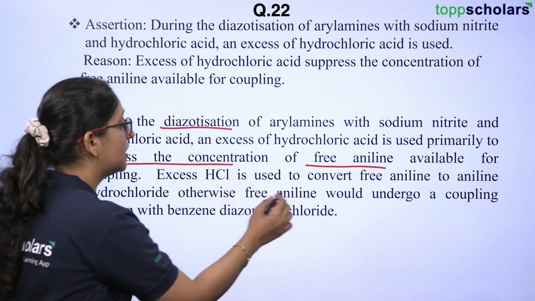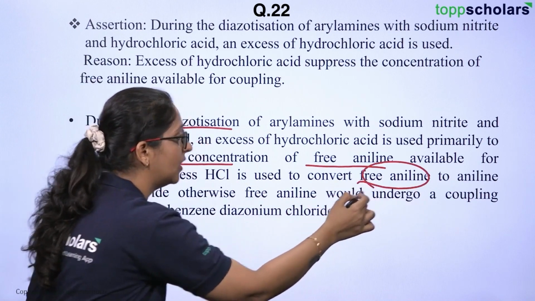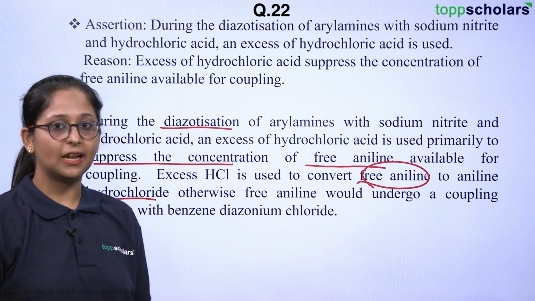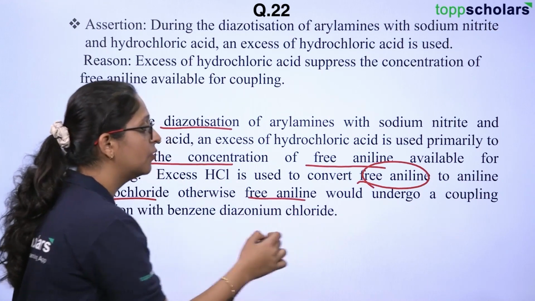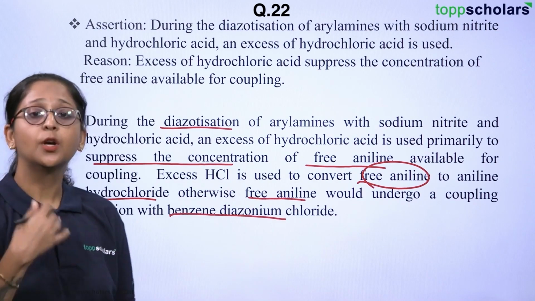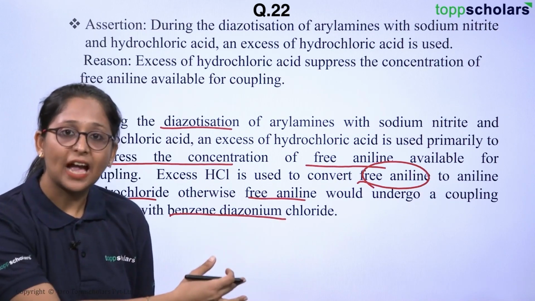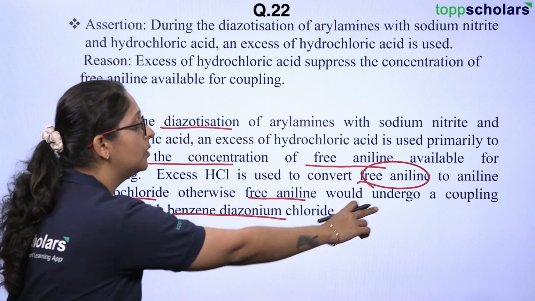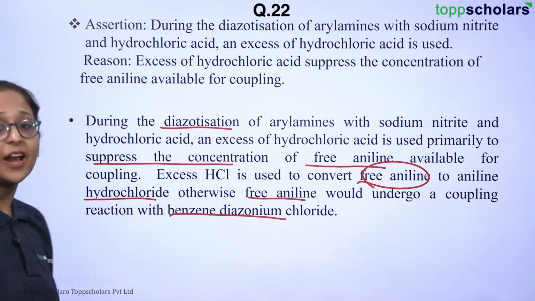So excess HCl is used to convert this free aniline to aniline hydrochloride. What will happen otherwise? Free aniline is going to undergo a coupling reaction with benzene diazonium chloride. So to avoid this reaction, an excess amount of hydrochloric acid is added to convert the free aniline to aniline hydrochloride.